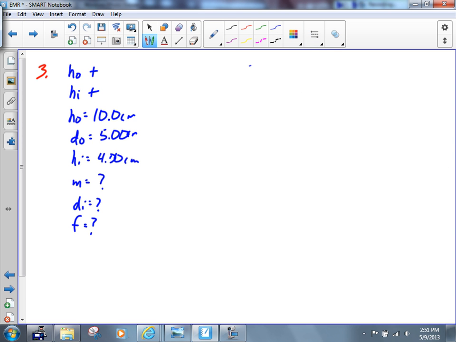I like to start off with 1 over DO. 1 over F is equal to 1 over DO plus 1 over DI. But since I only have one of those variables here and I'm looking for 2, I'm going to probably start off with my magnification equation. M is equal to HI over HO equals 4.00 centimeters over 10 centimeters. That gives us a magnification of 0.400.